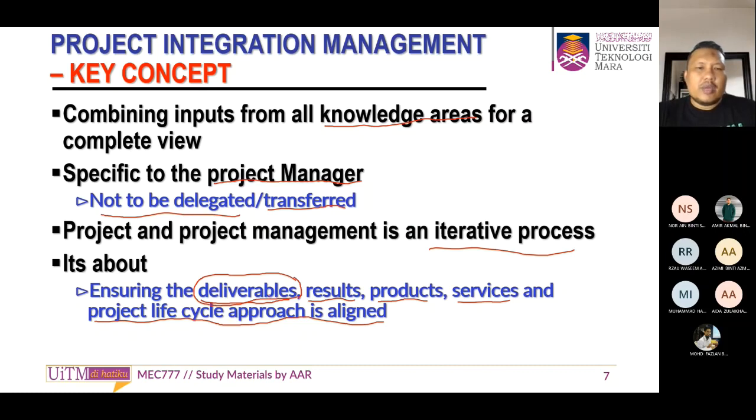We want to make sure that we can deliver this project. A part of it, we got the results, and then either the products, service, and also the final one, the project life cycle. Okay.